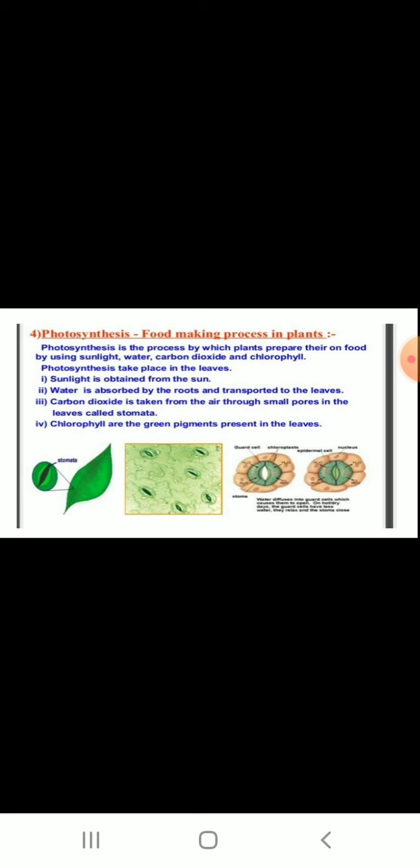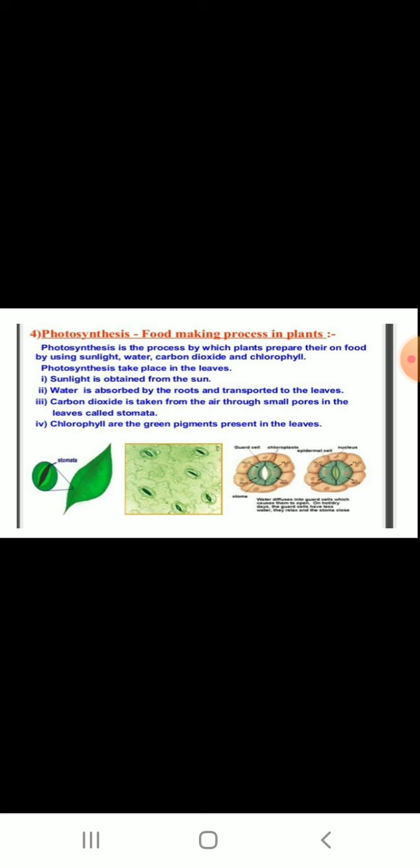First point, sunlight is obtained from the sun. Plants usually get sunlight from the sun itself. Second point, water is absorbed by the roots and transported to the leaves.